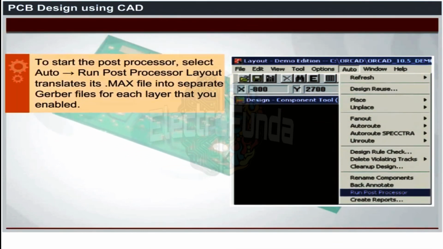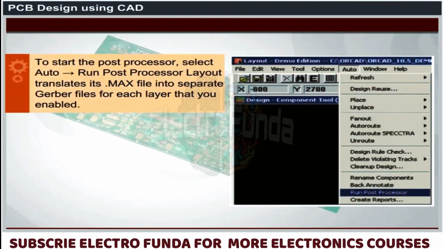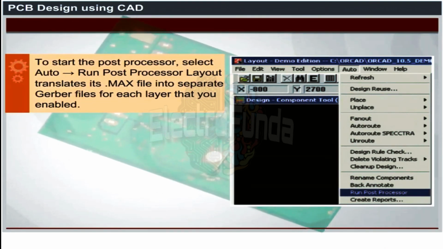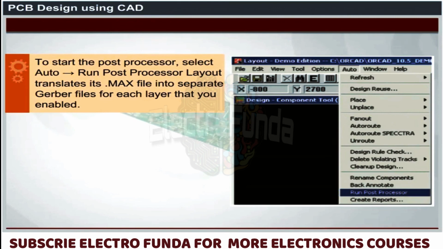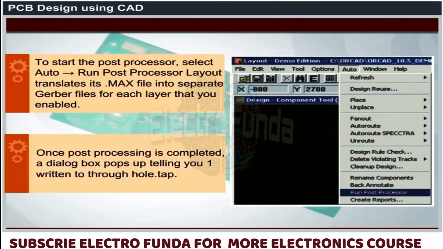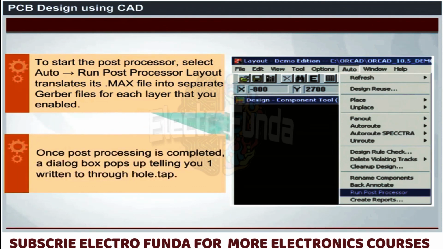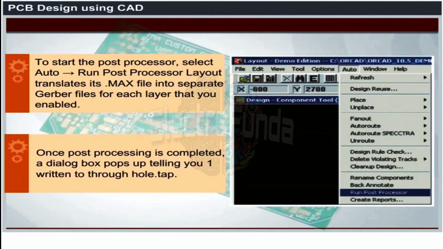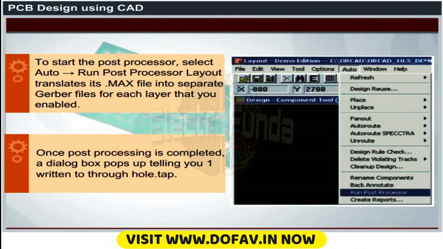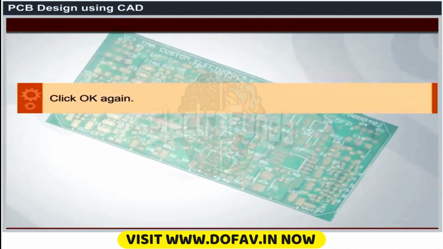To start the post-processor, select Auto, Run Post Processor. Layout translates its .max file into separate Gerber files for each layer that you enable. Once post-processing is completed, a dialog box pops up telling you 1 written to throughhole.tap. Click OK again.